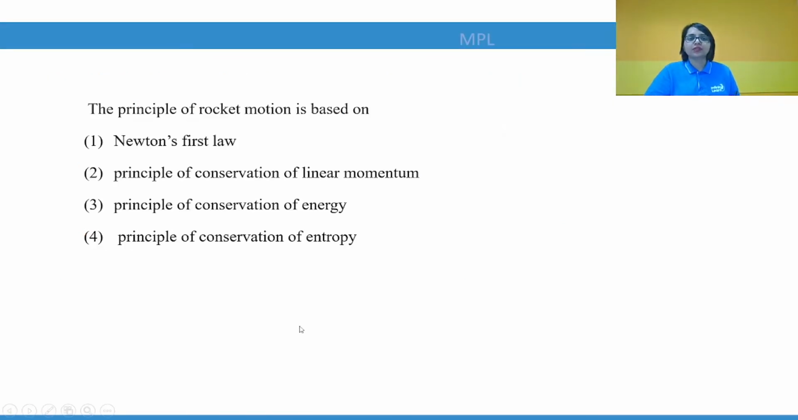Next question is question number 28. The principle of rocket motion is based on Newton's first law of motion, principle of conservation of linear momentum, principle of conservation of energy, or principle of conservation of entropy. So the rocket motion is based on the law of conservation of linear momentum. So the correct answer is option 2.